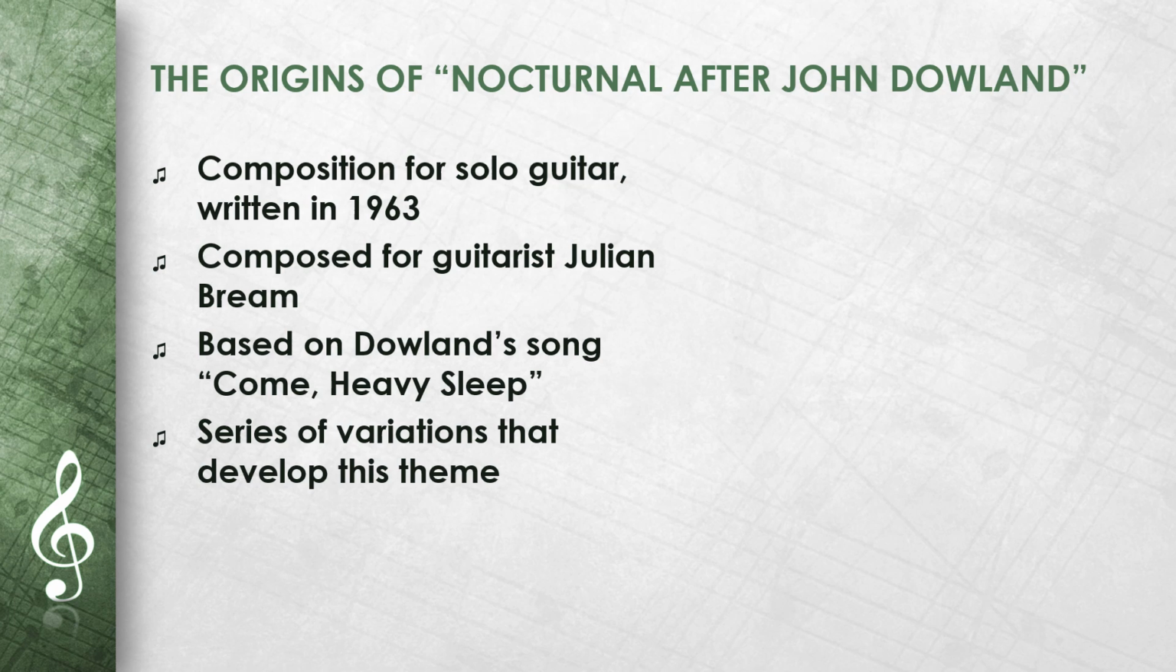Nocturnal after John Dowland, Op. 70, is a composition for solo guitar written by Benjamin Britten in 1963. The piece was composed for the guitarist Julian Bream, who premiered it in 1964. Nocturnal is based on Dowland's song, Come, Heavy Sleep, and is a series of variations that take up and develop this theme.